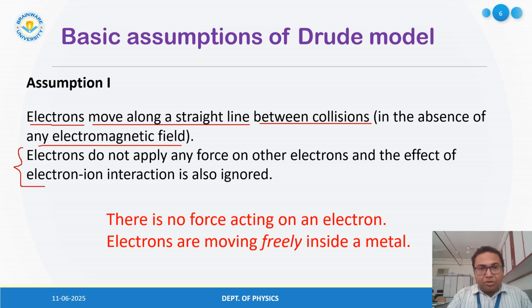So please do remember that there is no force acting on an electron. So electrons are moving freely, and that is why this theory is called free electron theory.